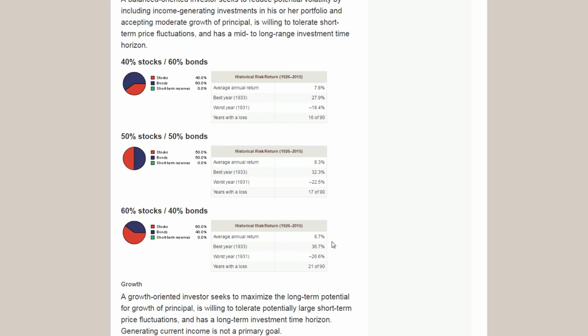Also, I like this years with a loss because you can get a feel for it if I'm a risk-averse investor. Well, I might like this because I got more stock, but I'm only going to go down 16 out of 90 periods, 90 years, versus going up here where I'm up to 21 now out of 90, and I'm eking out a little bit more return, but I'm going to have more risk as well if I'm 60-40. But this is kind of considered balanced, as far as more of a balanced type approach.